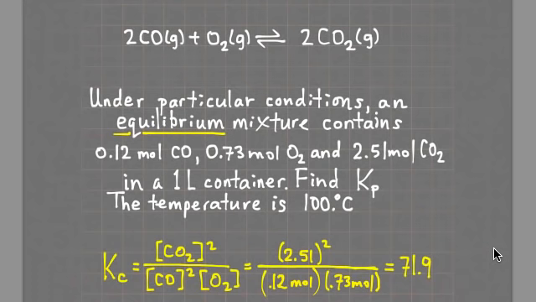So I take the product in the upstairs to the squared power, the reactants in the denominator, this one to the squared power. It's in a 1 liter container, so 2.5 moles of CO2 goes upstairs. I'm sorry, that would be moles per liter. And this would be moles per liter. And this would be moles per liter. I need to fix that. In any case, it's in a 1 liter container. 0.2 molarity, 0.73 molarity. Oh, I forgot to square that one. Dang.